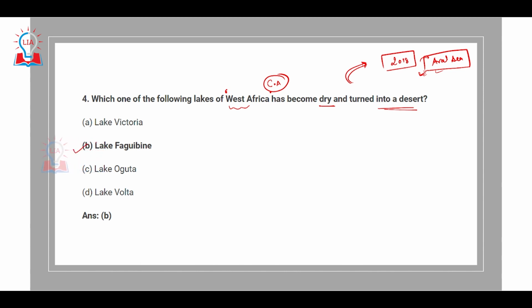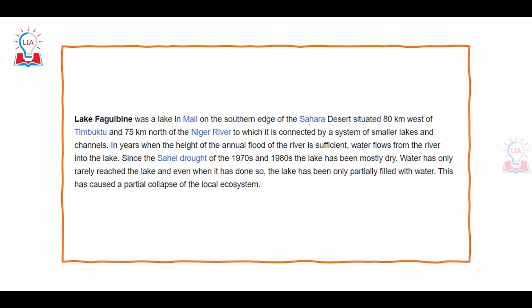So here the correct answer is Lake Faguibine, which is situated in a smaller country of Africa, that is Mali. Lake Faguibine in Mali is situated on the southern edge of the Sahara Desert, 80 kilometers west of the very well-known city of Timbuktu and north of the river Niger.